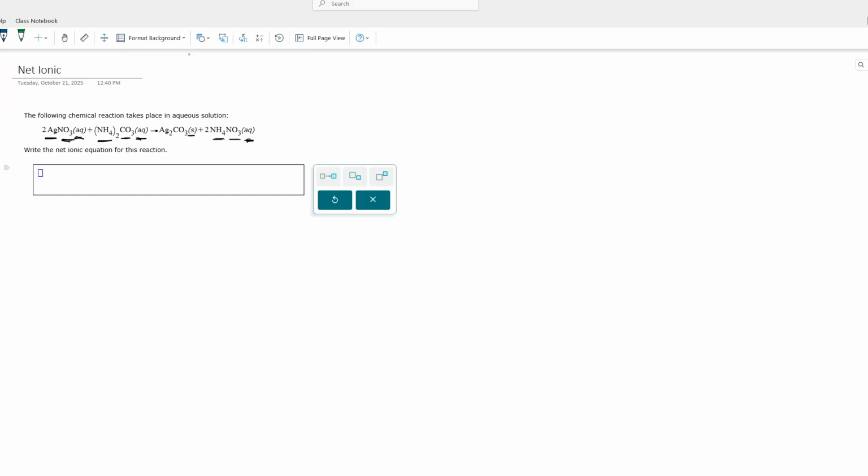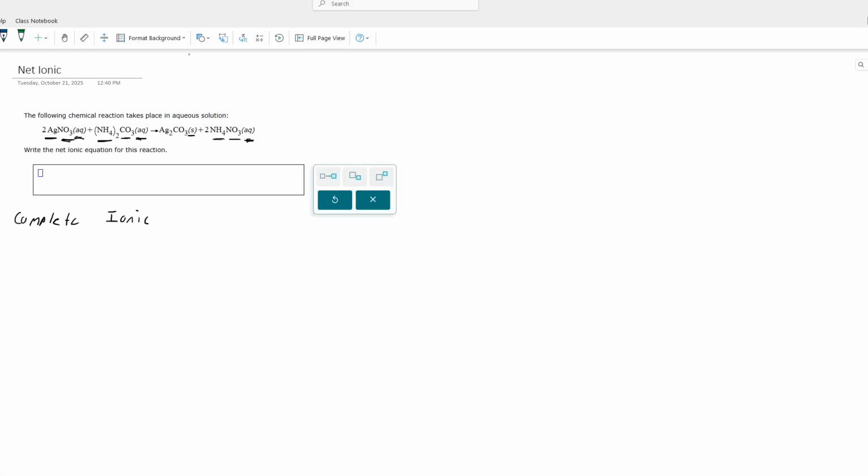All right, the way I do it is I write the complete ionic equation, and then I cancel out those things that are the same on both sides, that aren't doing anything. We call those spectators. They're just watching. They're not doing any chemistry, actually. Okay, so anything that says aqueous, we split up.